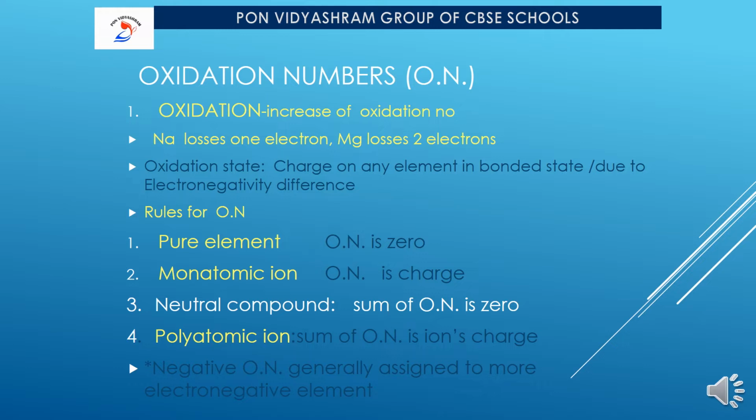So, for this type of element, whatever charge it carries will be the oxidation number. For a neutral compound, for example, KMnO4, K2Cr2O7, the sum of oxidation numbers is 0. Whereas, if it is a polyatomic ion, for example, MnO4 minus, Cr2O7 minus 2, the sum of oxidation numbers is the ion's charge. For MnO4 minus, the charge is -1.